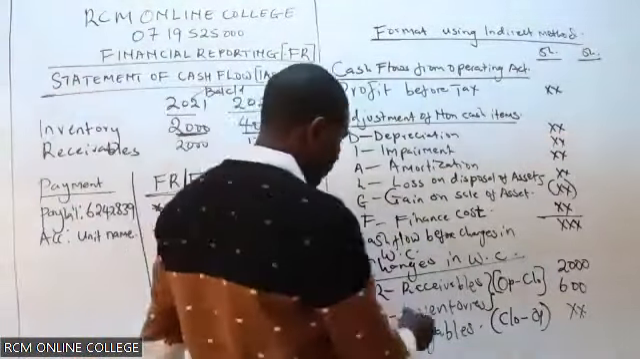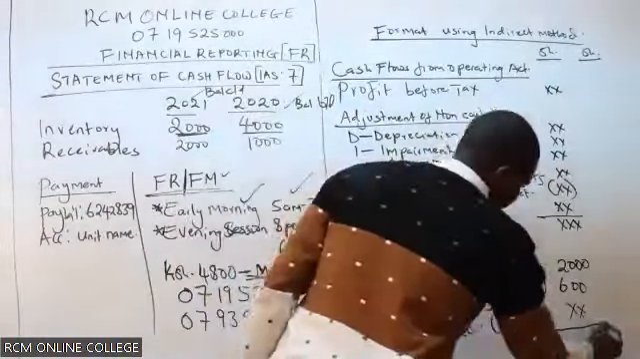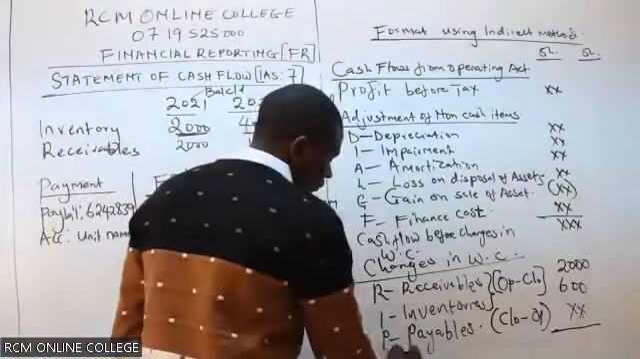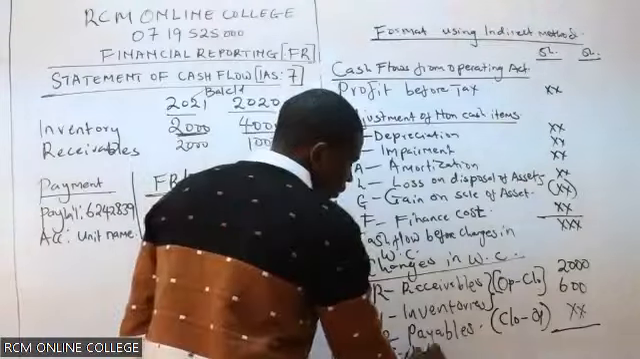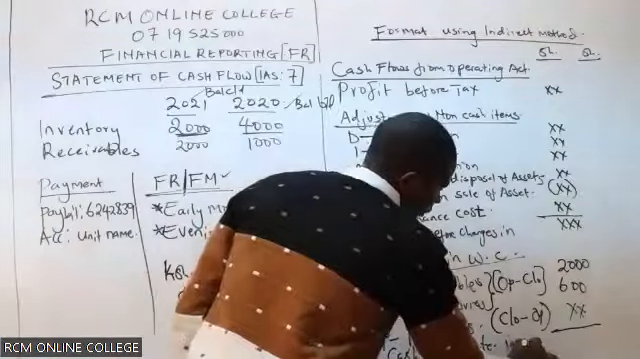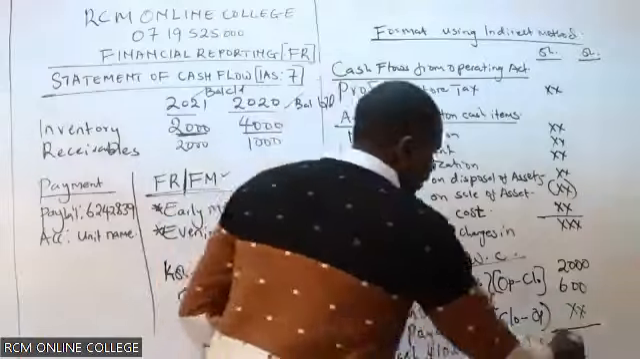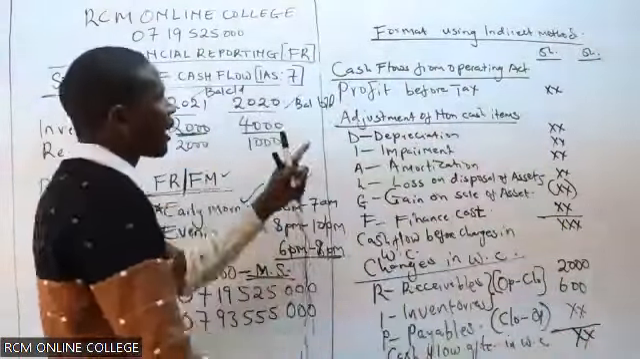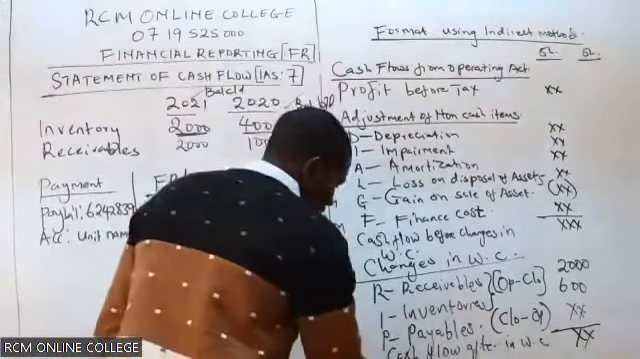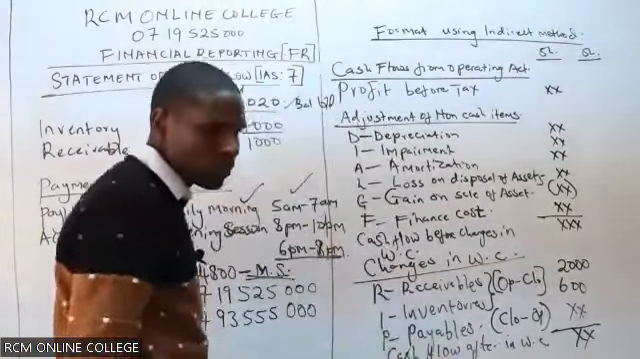Let's finish up here. Now, after that, you can come here and get cash flow after changes in working capital. Once you get that, we are almost done with the cash flow from operating activities. You less tax paid. Is it really visible? Tax paid.